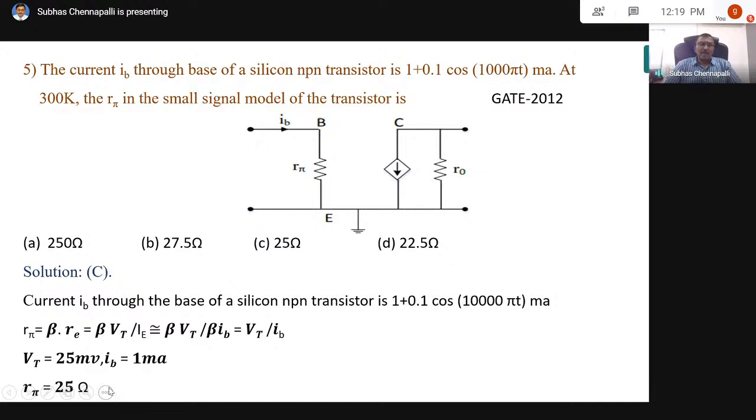Then R pi is VT by IB. You substitute these values. This IB of 1 milliampere is given here. There is an AC part and a DC part. When you calculate the DC current for this, you will get this one. The AC part will have an average value of 0.